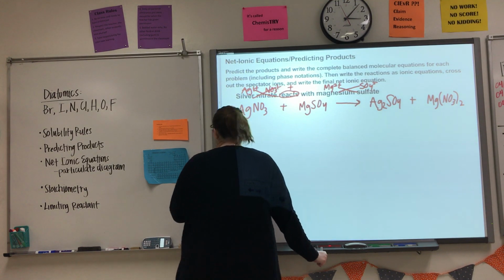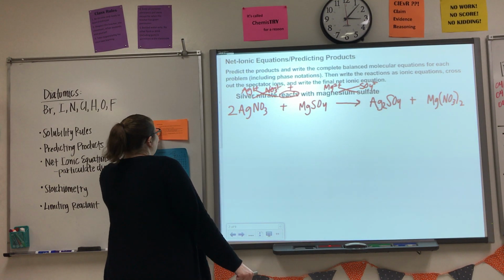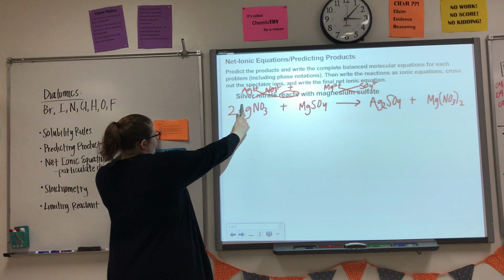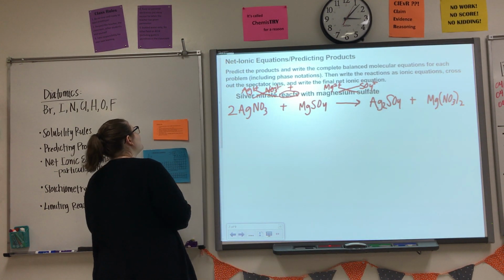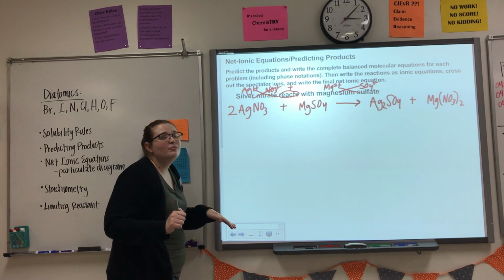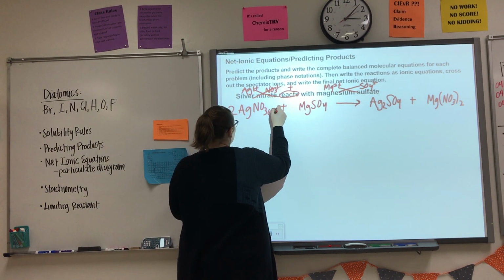Okay, so my phase notations. For nitrates, nitrates are rule number 2, so I'm going to focus on silver nitrate and magnesium nitrate. Rule number 2 says all common acetates and nitrates are soluble. So I get to put AQ with the 2 nitrates.